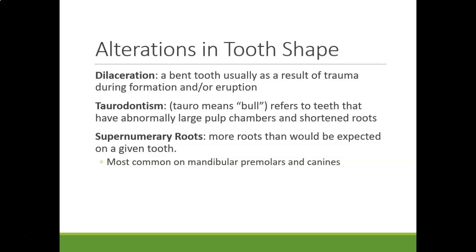Taurodontism. Tauro means bull, and this refers to teeth that have abnormally large pulp chambers and a short, spread out looking root. Then there's supernumerary roots, which you can imagine is more than the expected number of roots. Most common for supernumerary roots is in mandibular premolars and canines having 2 roots instead of 1.